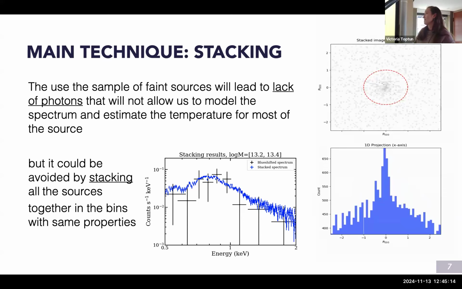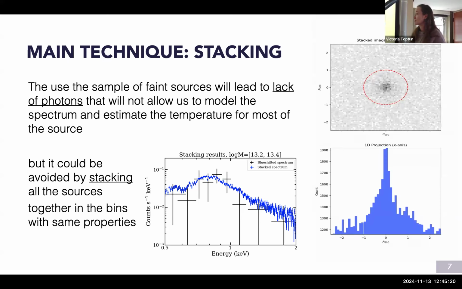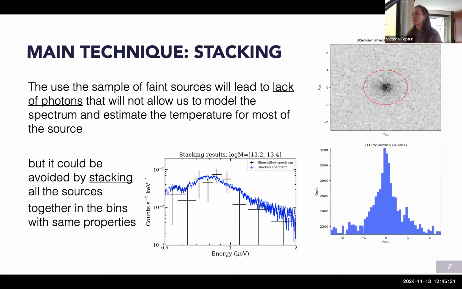But as I already said, when we're selecting groups by their optical selection, most of these groups will be X-ray faint. So from individual spectra and individual photons, it's quite hard to understand their properties. And for that, we divided the whole sample into different mass bins and stacked everything inside these mass bins, with the assumption that inside one mass bin we have kind of common properties for all of the sources.